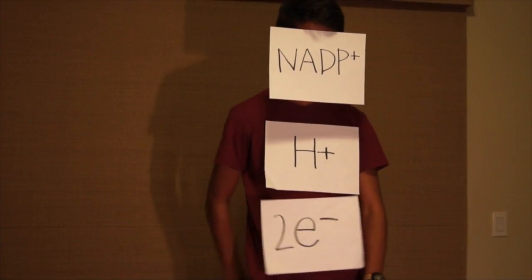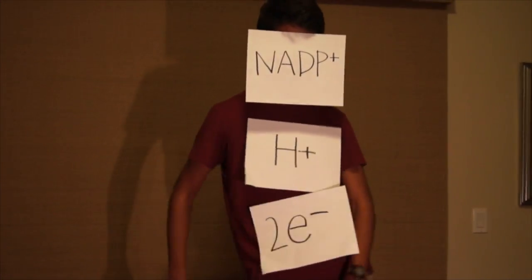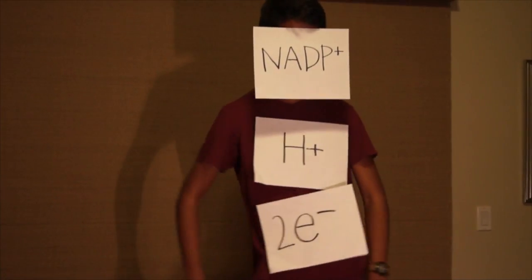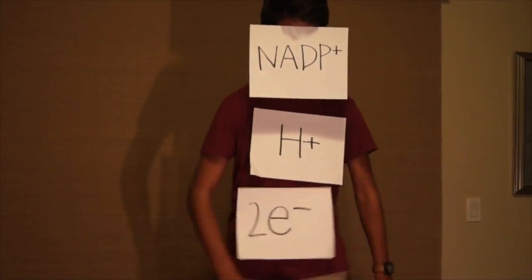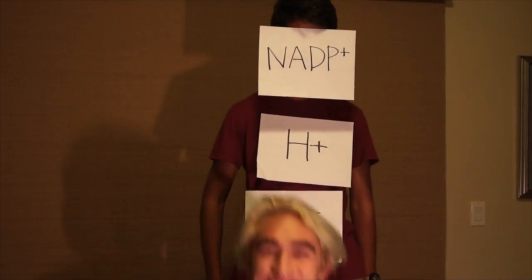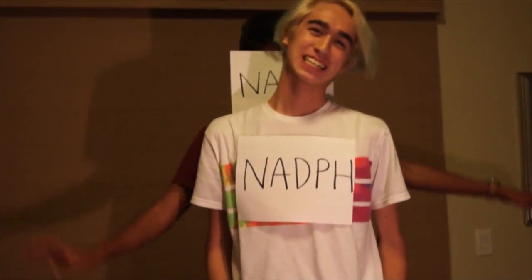In the non-cyclic pathway, NADPH is formed from the reaction NADP+ + H+ + 2e- yields NADPH. The H+ comes from the splitting of water and the electrons come from the ETC. This NADPH is used in the Calvin cycle.